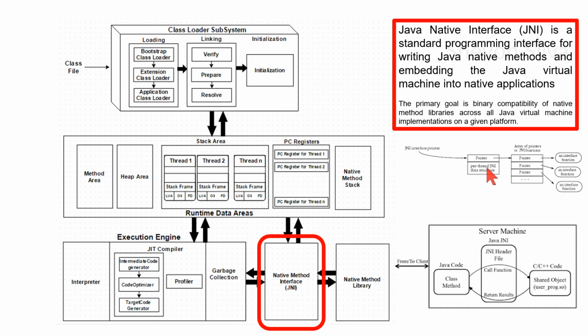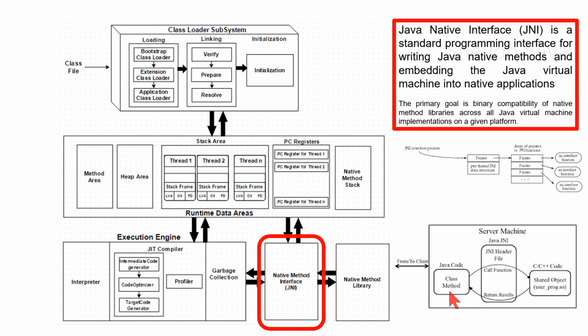This is a per-thread JNI data structure, and this pointer leads to an array of pointers to JNI functions, and this pointer leads to another interface function. This pointer leads to another interface function. This pointer leads to another interface function.